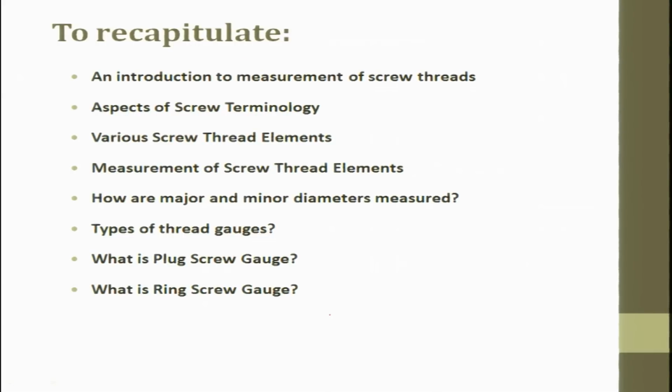When we recap, we have the following points. We first saw the introduction of measuring screw thread, then terminologies, then various thread elements, then measurement of screw thread elements, major and minor diameter measurement, types of gauges, then plug screw gauge and ring screw gauge. With this, we come to an end for this chapter.